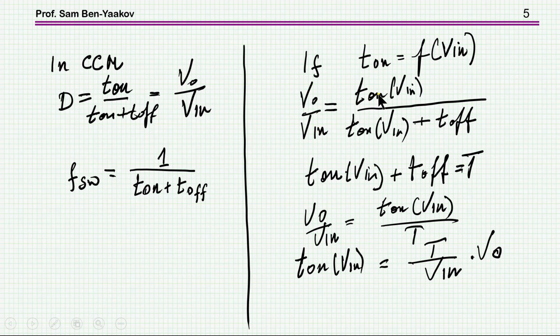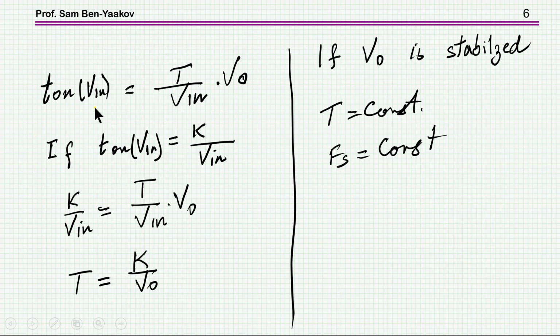So V out over V in is this relationship now. T on is now a function of V in. So we find from here that T on is T over V in times V out. Now, if you make T on a function of some constant over V in, this is the dependence on V in. So this is T on equal to this.